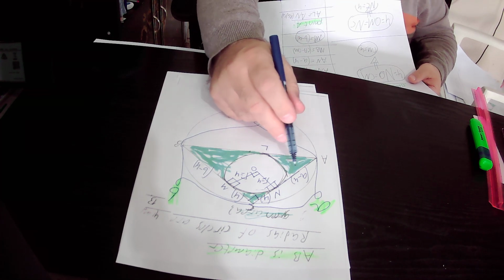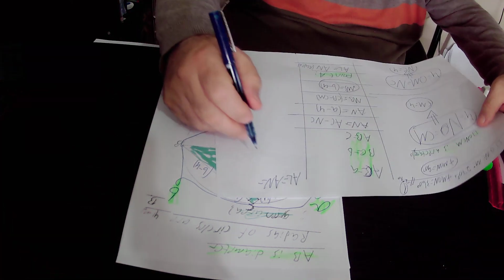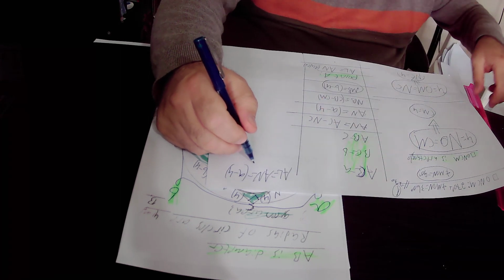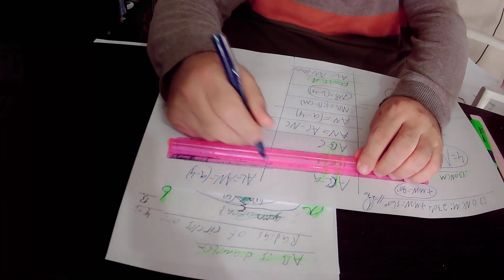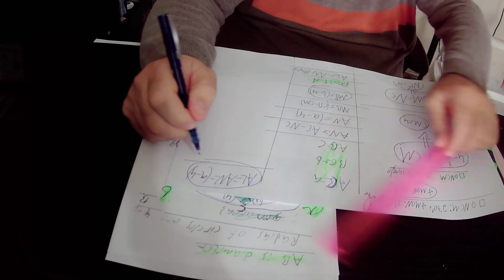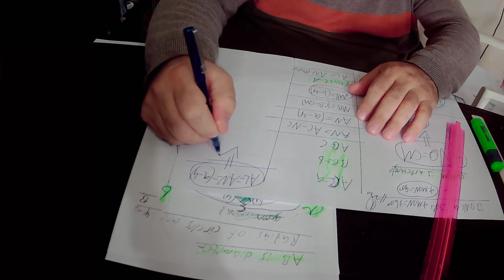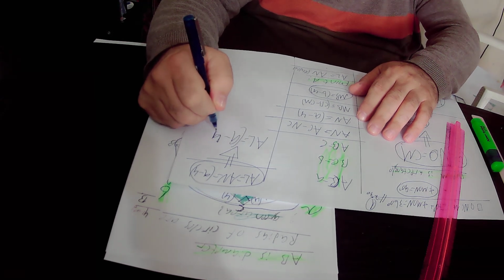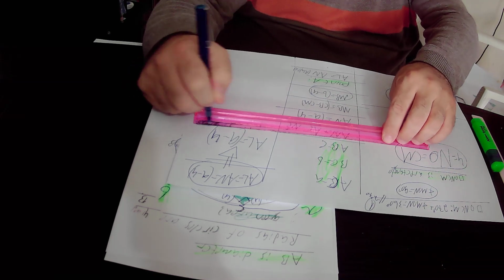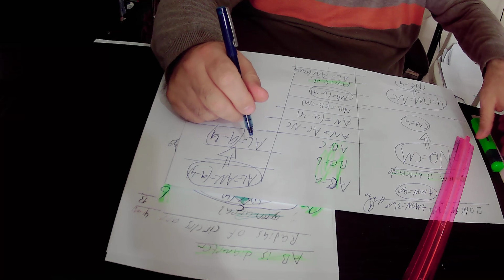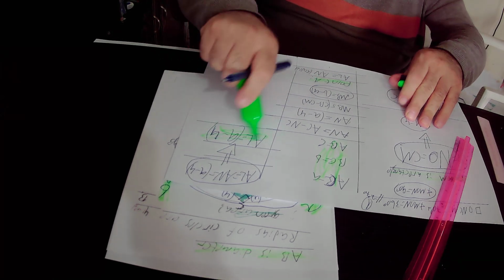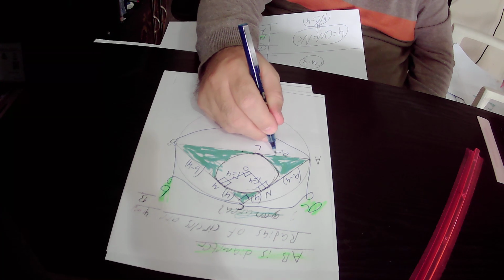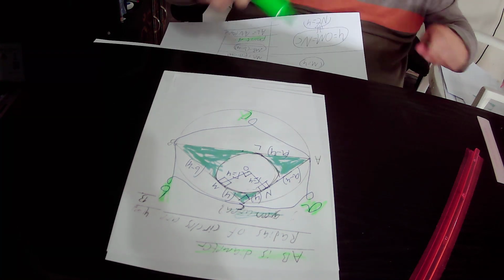But we have already found out that AN equals A minus 4. So we can write here that AN equals A minus 4. And from this equation, we will derive that AL is also equal to A minus 4. Here, AL equals A minus 4. Okay.